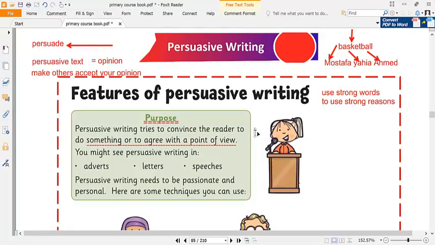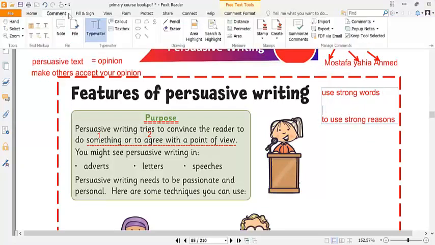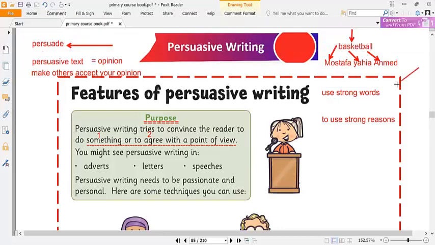Yeah, the same as I told you. So the purpose of persuasive writing, why do I write persuasive writing? Because I want you to agree with my point of view. I have an opinion and I want you to agree with it. How can I make you agree with my point of view? We agreed that we have two ways. Number one, strong words with strong what? Reasons.